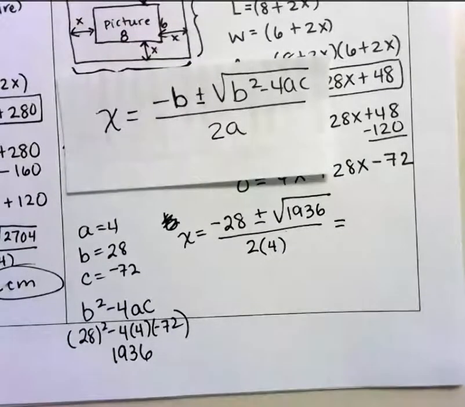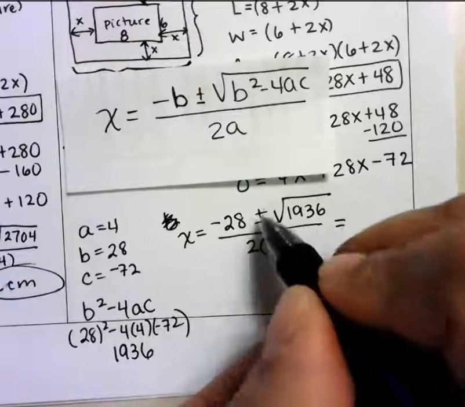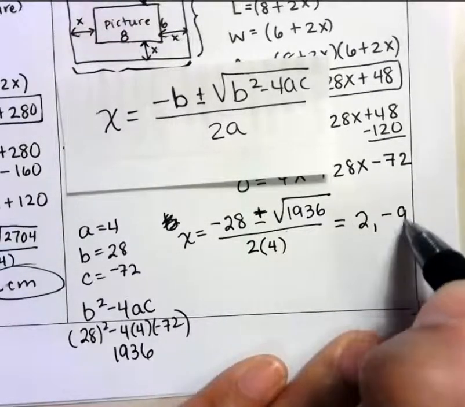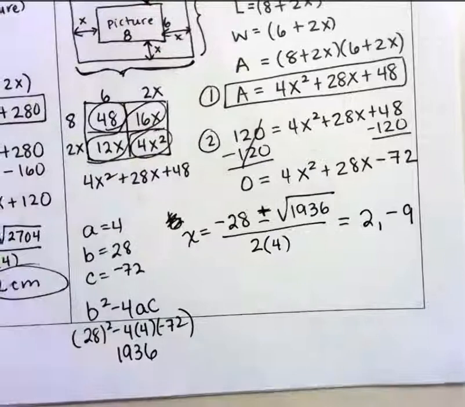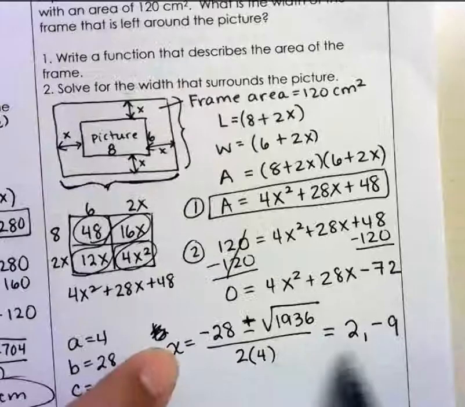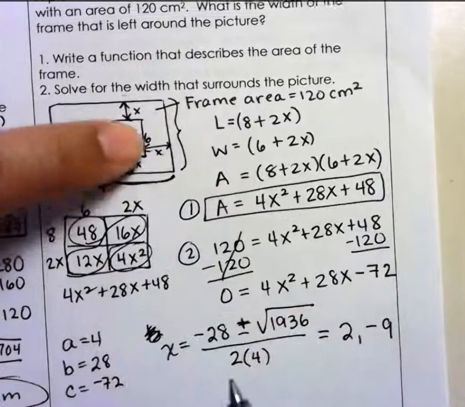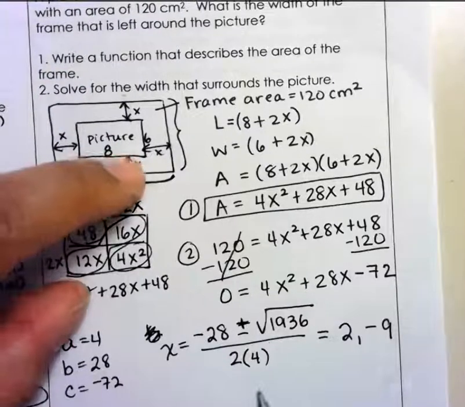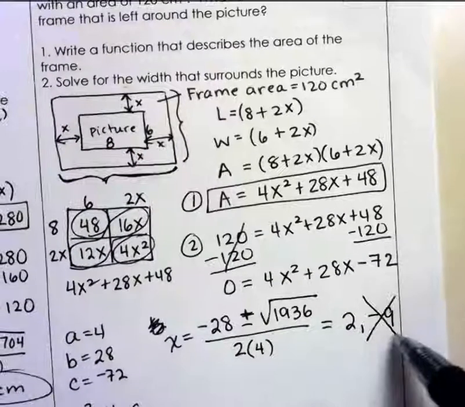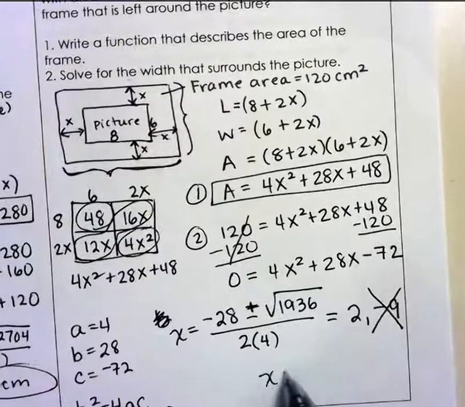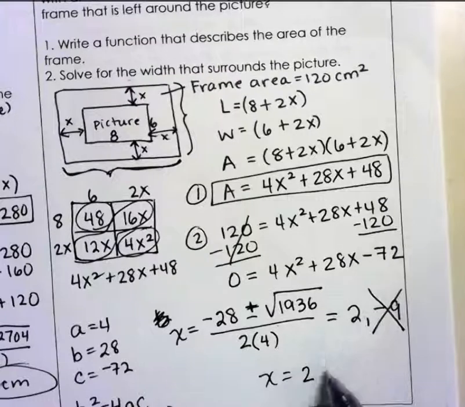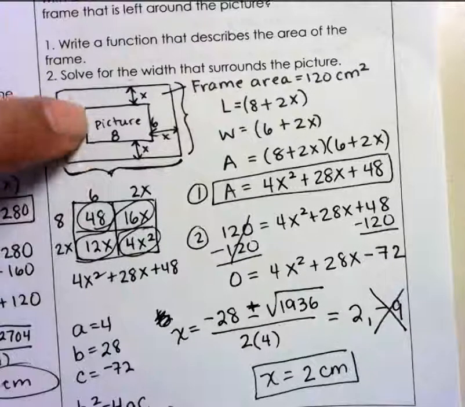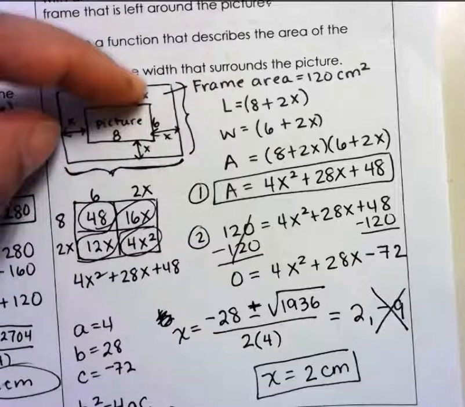In the calculator, I got two numbers when I did the plus sign and then the minus sign. I got a 2 and I got a negative 9. So let's talk about these numbers. The x value is this width that surrounds the picture. Well, can this width ever be negative? No. So the only answer is x equals 2 centimeters. The width around the picture from the picture to the end of the frame is 2 centimeters.